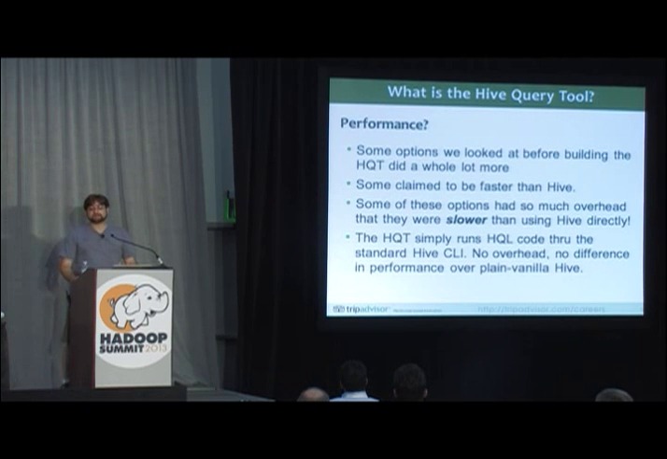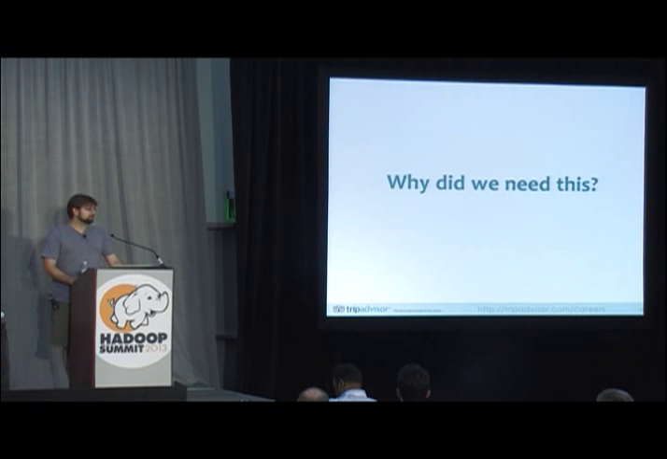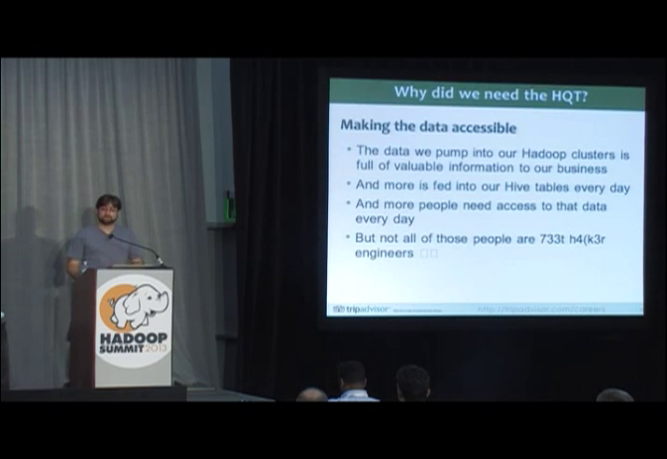Some of the other things we looked at did a lot of different things, and they either claimed to be faster than Hive and weren't, or they were, but they required that we completely restructure our data, and we've already got a lot of data in Hive, so they were kind of non-starters in that way, and some of them were a lot slower. The HQT simply runs Hive, so that bought us that. So you're probably wondering, why did we need this when there's so many other things out there?